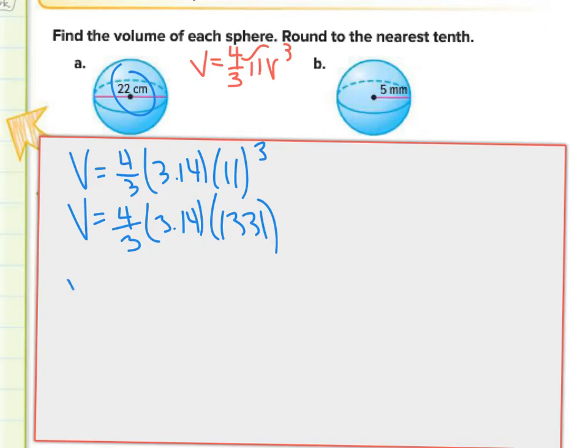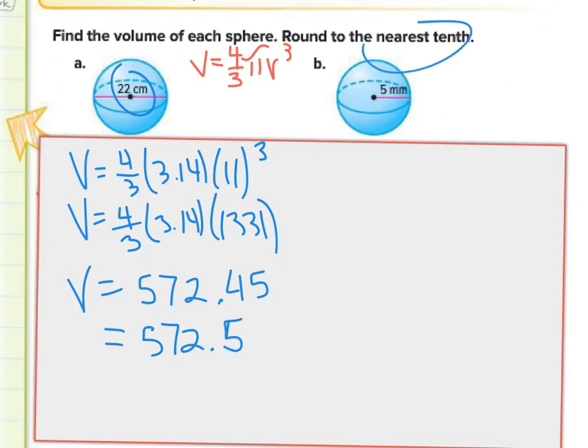and I get volume equals 572.453, or just simply 572.5 to round to the nearest tenth, as they mentioned up here. See that? So that is the volume, and that is in centimeters cubed. Remember that it's cubed because we are talking about a three-dimensional figure. Okay, again for B, I'll do the same. I will just replace my variables as I go.